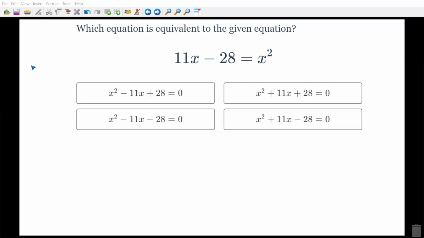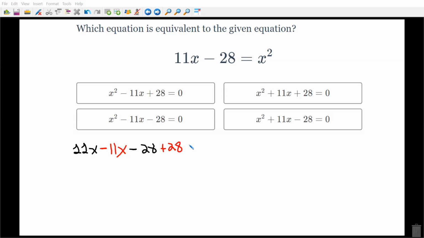Now, this question says, which equation is equivalent to the given equation? 11x minus 28 equals x squared. So as you know, guys, x squared always needs to be positive. So if you have 11x, you have to put it on the other side. And how did you do that? Subtracting 11x, and then minus 28 plus 28.